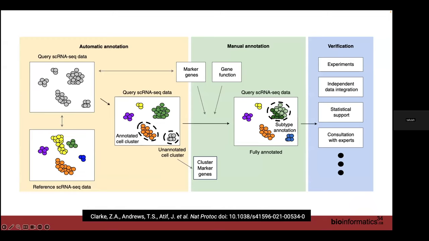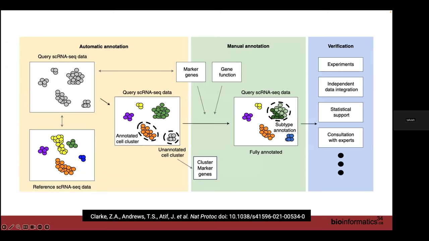Both of those absolutely rely on what information you give it. So if you use an automatic annotation tool with a reference from liver and apply that to a data set from colon, you'll get hepatocytes in your colon. So you've got to make sure you're using the right reference for your data.